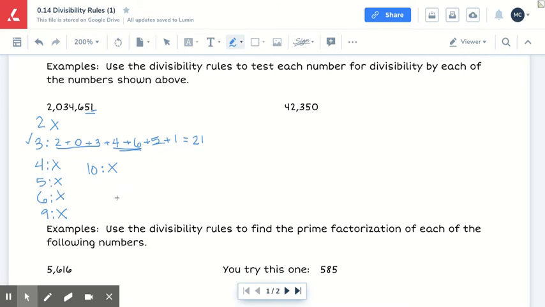So anyhow, we tested all of the numbers on our list, and of the ones that we have tricks for, 3 was the only one. So this one is only divisible by 3 on our list.